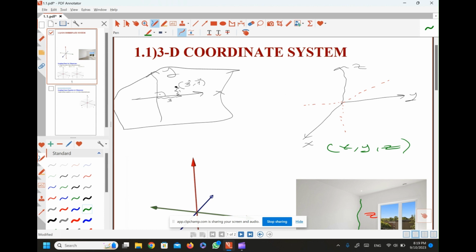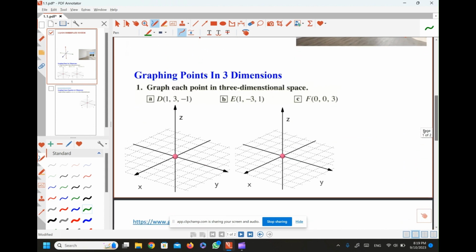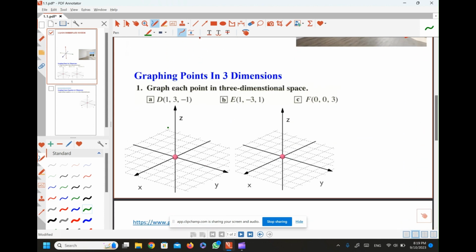As we were doing in the 2-dimensional coordinate plane, we're going to locate a point in a 3-dimensional coordinate plane. So let's start solving questions. The first question is the test prep question in your book.